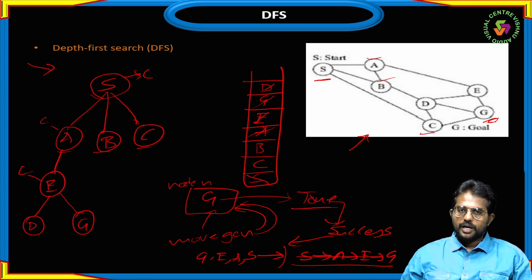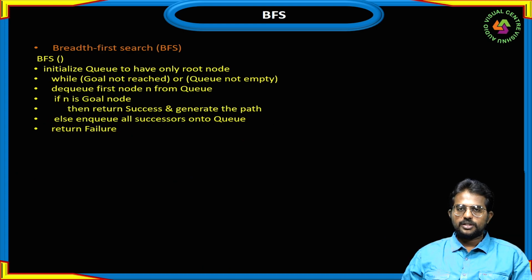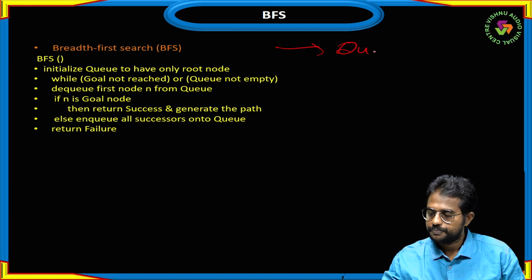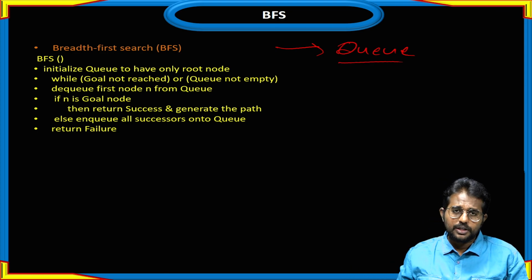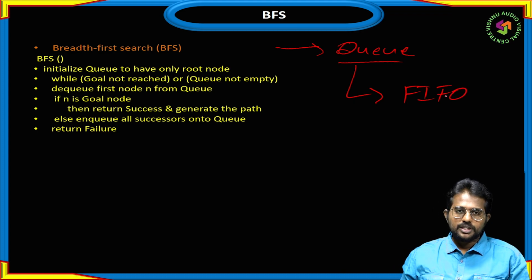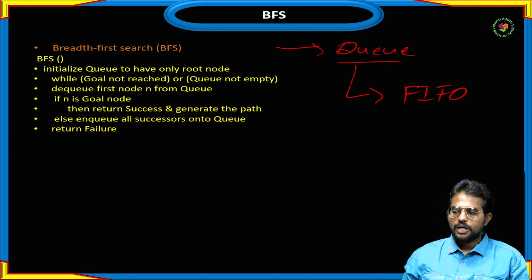When it is applied on any such problem. The next algorithm is BFS, the breadth first search. In DFS we used a stack data structure as open. In breadth first search we are going to use a queue data structure as open. This queue follows first in first out, that is, the element which entered the queue first will be the first element deleted.